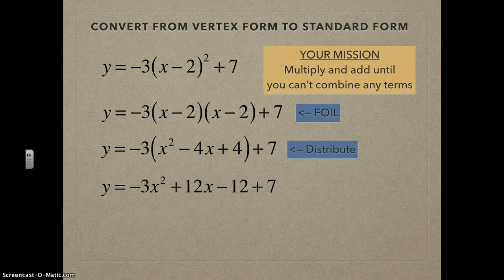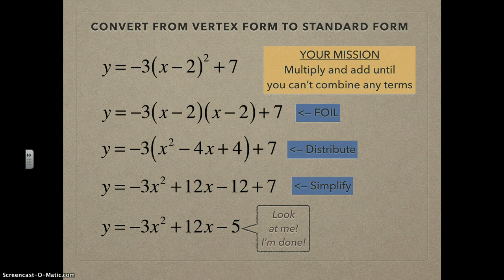The last step is just simplify, combine my like terms. And look at that, I'm done. How do you know when you're done converting to standard form? Well, like I said at the top with your mission here, once you can't combine any like terms, then you're complete. You've finished. I can't add anything together. I can't multiply anything else together. It is in standard form.